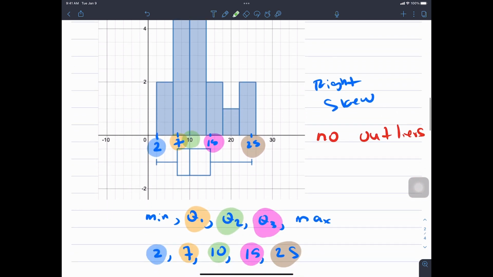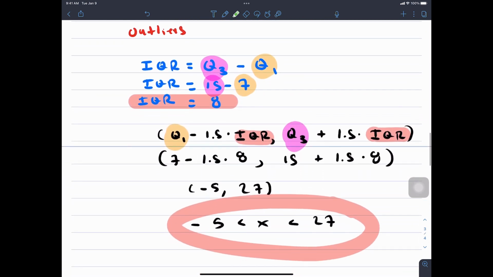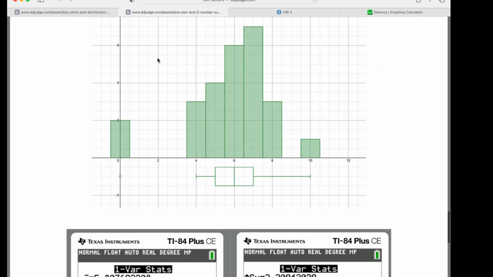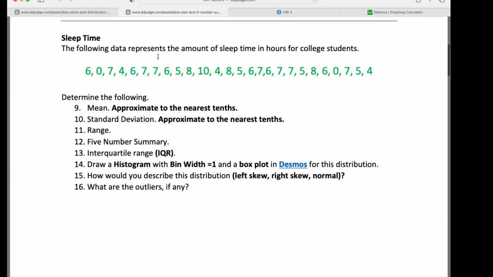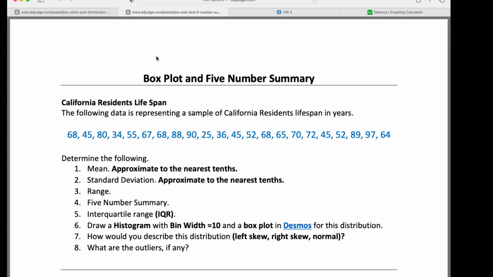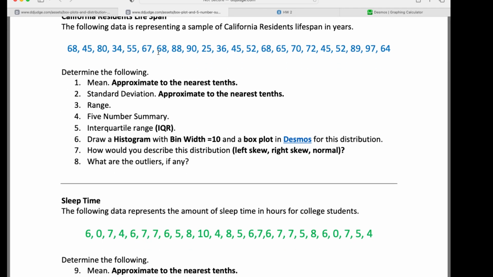So that's pretty much what we talked about today. You guys know what I'm talking about? If you go back and look online, now we can talk. Yes, there's Desmos, but now I can talk about this. Remember I gave you guys homework that used this stuff? It's called box plot and 5-number summary. They asked for the mean, standard deviation, the range, largest value minus smallest value, 5-number summary, interquartile range, Q3 minus Q1. Draw a histogram with a bin width of 10, a box plot in Desmos. Ask if it's left skew, right skew, normal. I should put also inconclusive. What are the outliers, if any? You can say none, or you can list them.